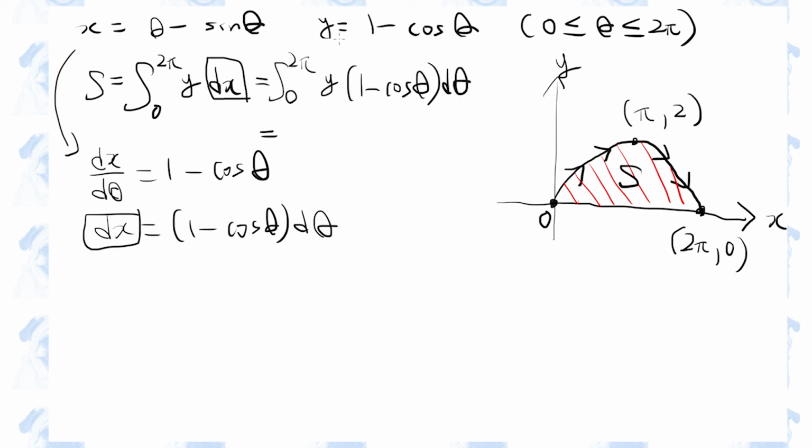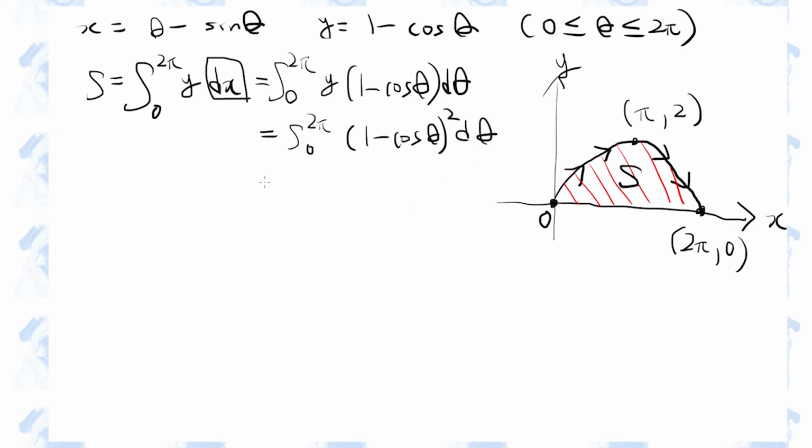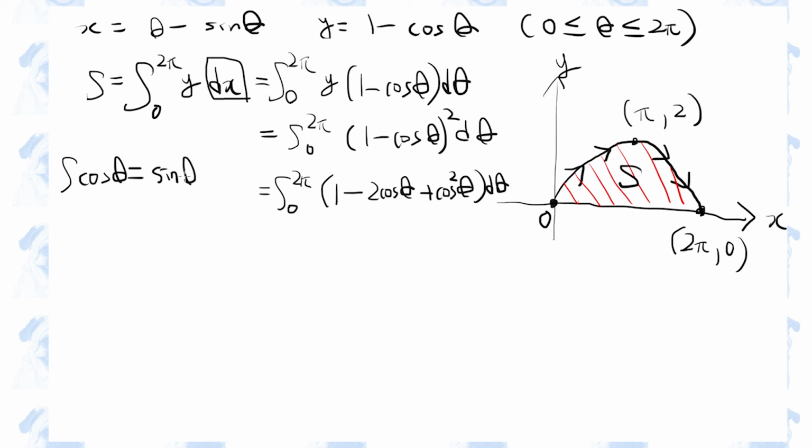Now, y is also 1 minus cosine theta. So, (1 minus cosine theta) squared d theta. And let's expand the brackets. 1 minus 2 cosine theta plus cosine squared theta d theta. Now we know that the antiderivative of cosine theta is sine theta. What about the antiderivative of cosine squared theta?